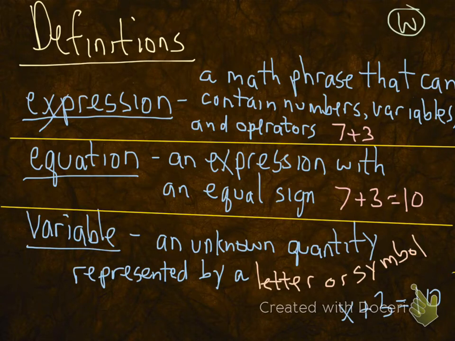So the example I gave there is 7 plus 3. That's a math problem. 7 plus 3. So sometimes you'll see your textbook say solve this expression. That just means solve this math problem. Now we have the next level, an equation. It's like a math problem, but with an equal sign. So it's similar to an expression, but an equation will always have an equal sign. So here, our example, 7 plus 3 equals 10.